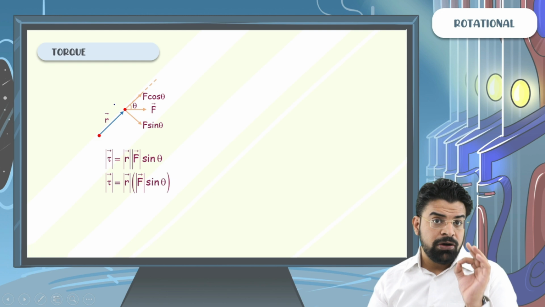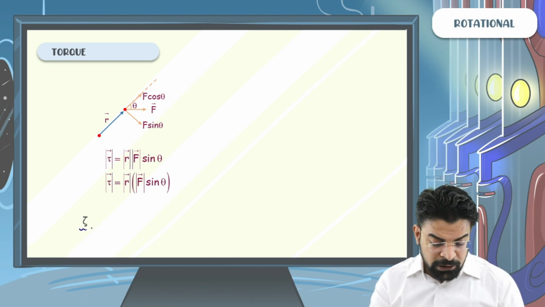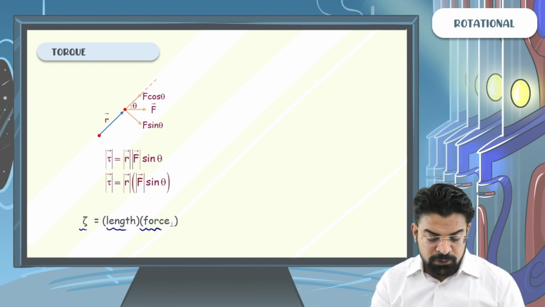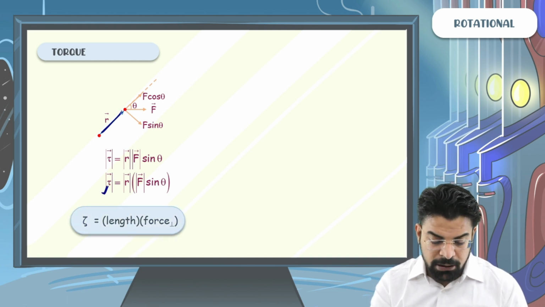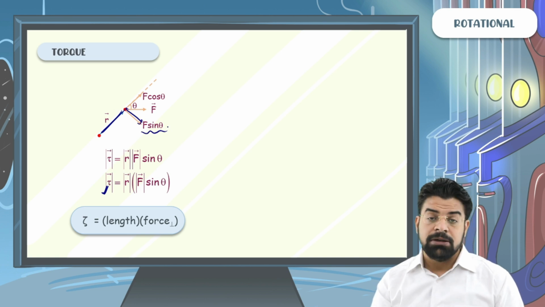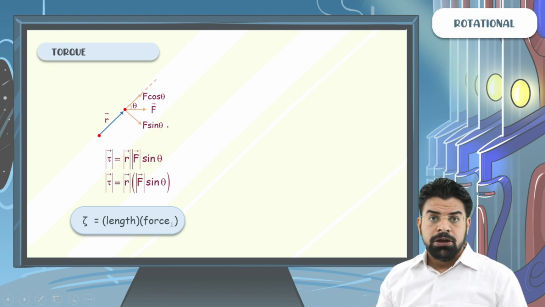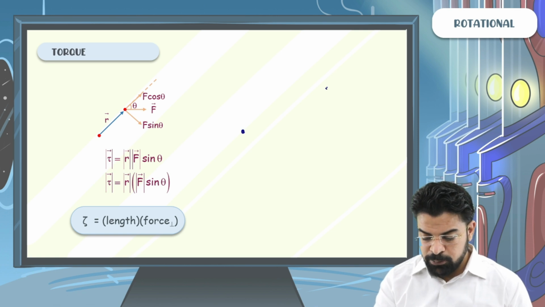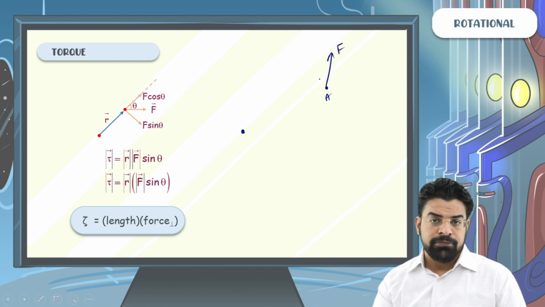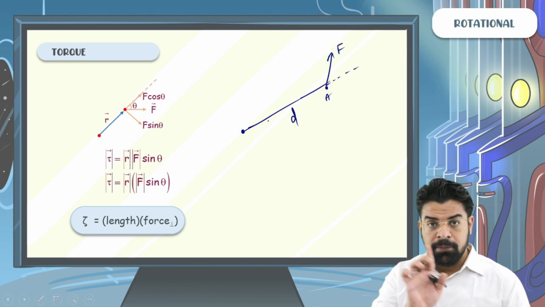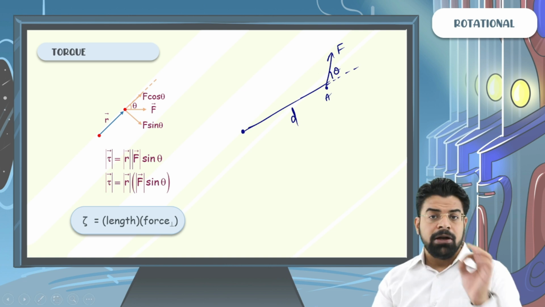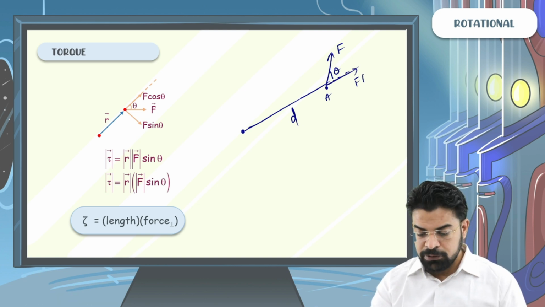So the magnitude of torque can be written as length times force perpendicular. So if there is a point, and let's say at this point a force, let's call it F, is acting, and this point is at distance d from another point. If the angle made by the force with the position vector is theta, you can break down the force into components F cos theta and F sin theta.